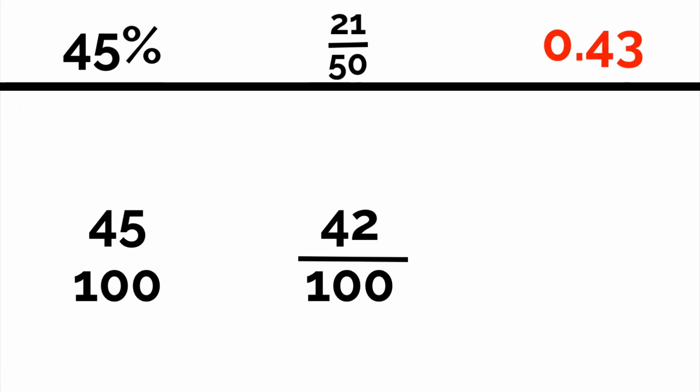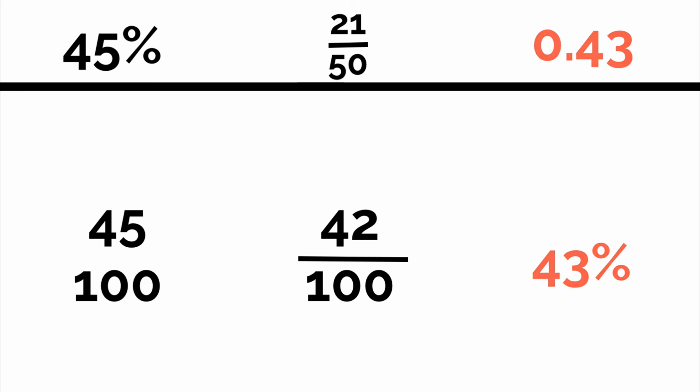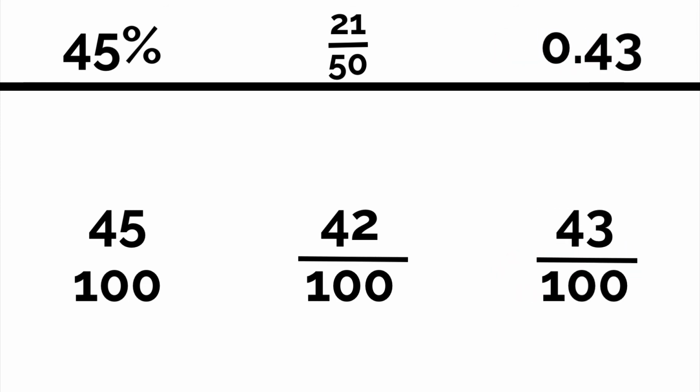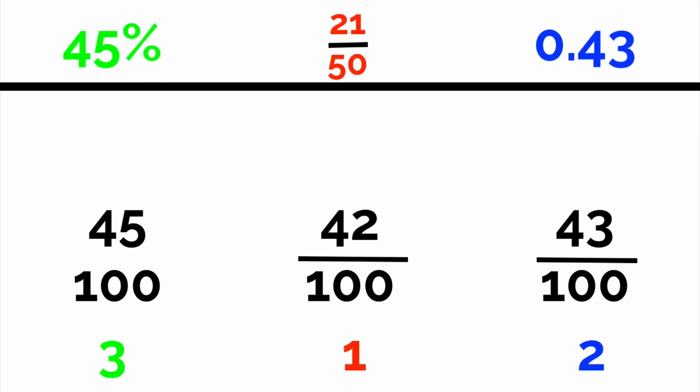And with the final value, we can move the decimal over twice to get 43%, which must be 43 over 100. Now, it is quite easy to put them in order, because they look the same. 42 comes first, then 43, then 45. That means that this will be the correct order for the original values.